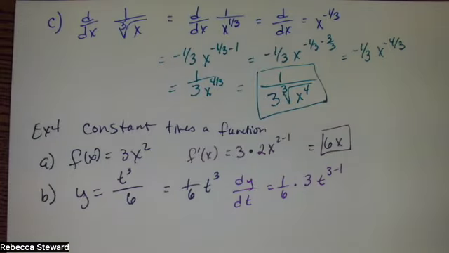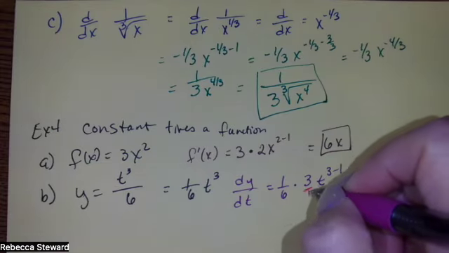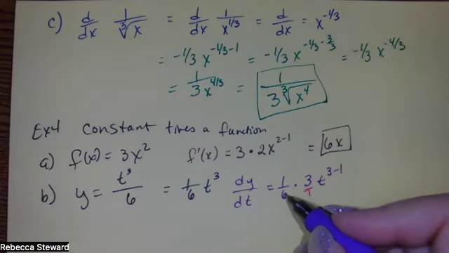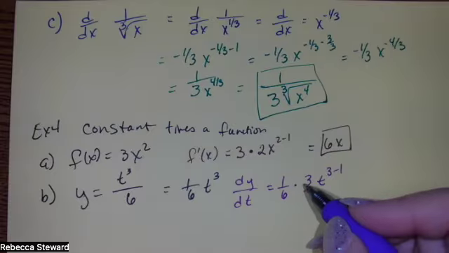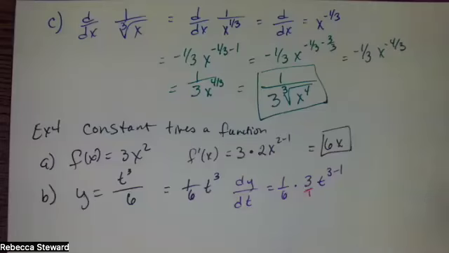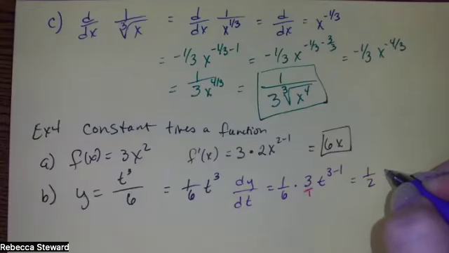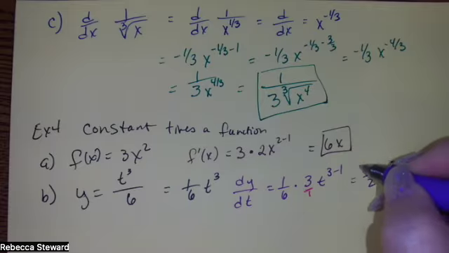Now, what I tell my students all the time that can be very helpful when we're dealing with this is you can write this over 1. That way you understand that 3 is on the top, this 6 is on the bottom. So that is going to get you 3 divided by 6, which would be 1/2. So this will become 1/2 t. 3 minus 1 will get us 2.